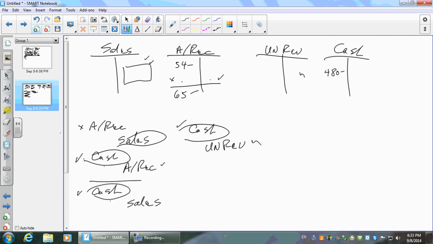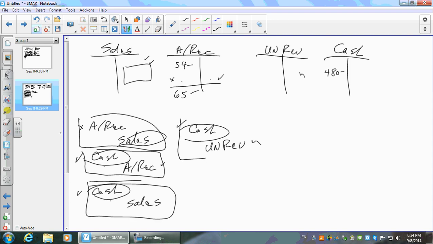And I know you guys know how to record a credit sale: debit accounts receivable, credit sales. You do, don't you? And I know you know how to record a cash receipt on account. And I know you guys know how to record a cash sale. And I know you guys know how to record unearned revenue too, don't you? Then what else happens in unearned revenue? We earn it. What do we do when we earn it? Debit unearned revenue. Excellent. And credit what? Sales. That's it. Okay? Everybody got it?